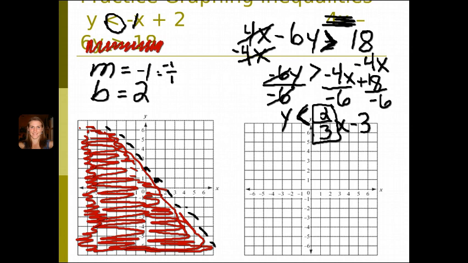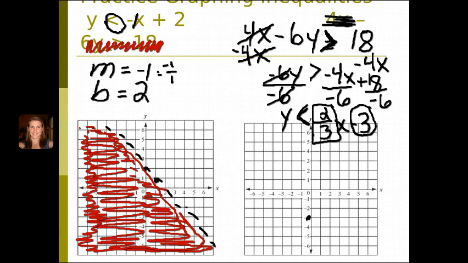So we always graph with the y-intercept first. Going down on the y-axis, 3. Put a point at negative 3. And then our slope is 2/3, so we would go up or rise 2 and go to the right 3 to make our second point.